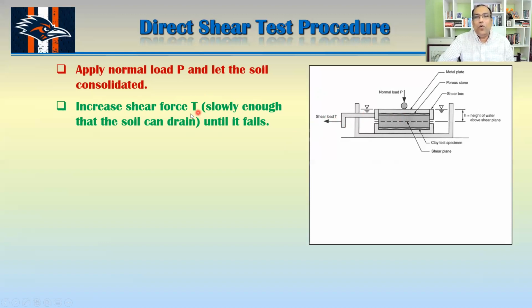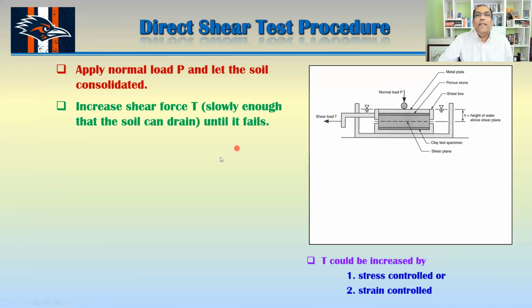I can increase the force 2 different ways. One is stress controlled, where I increase the stress little by little. The second is where I move it at a certain strain, and that causes the stress to go higher. So those are the 2 ways you can go forward. In our lab we have the strain controlled, meaning it moves at a certain velocity in that direction, and we see how the stress changes.